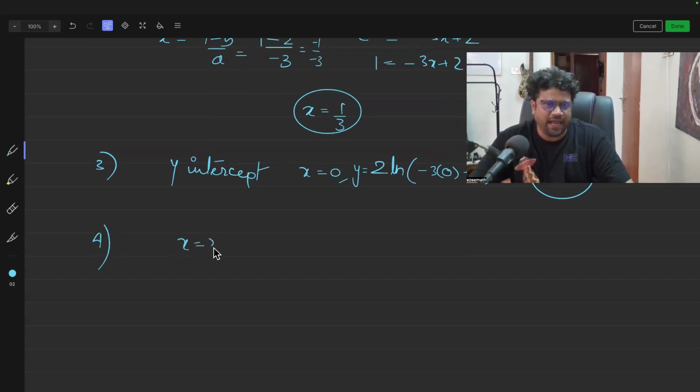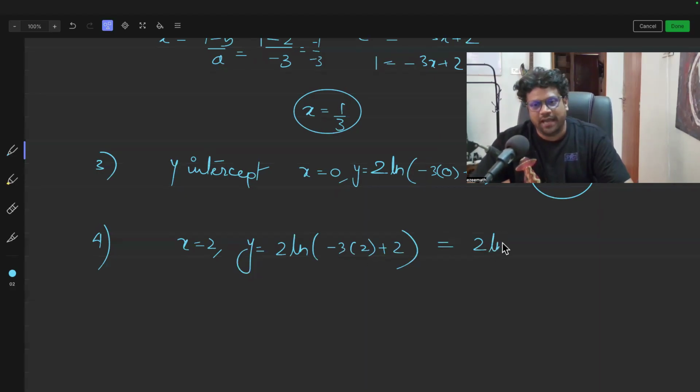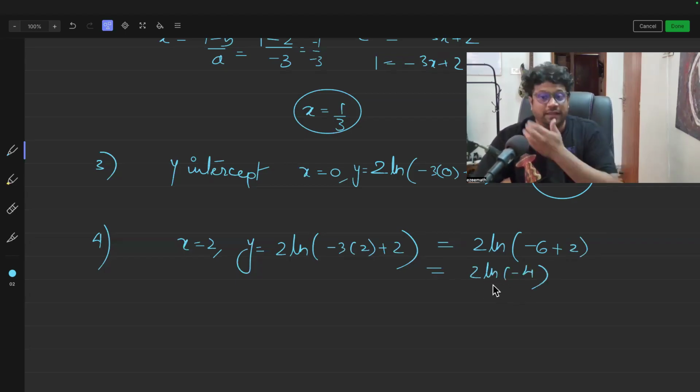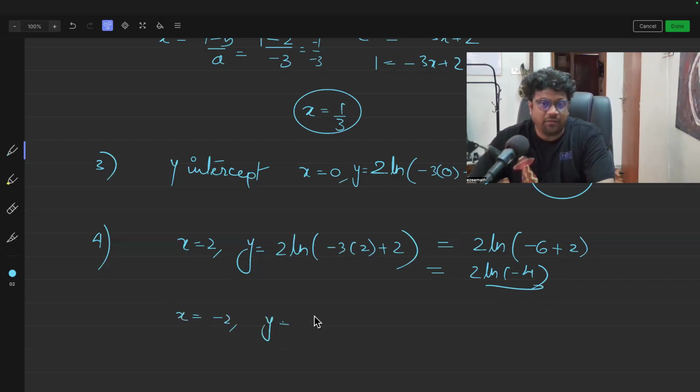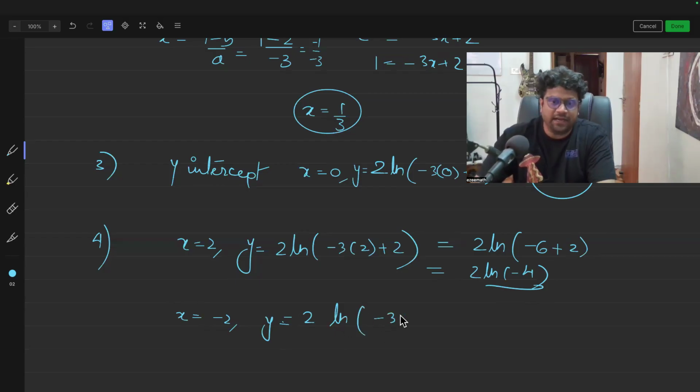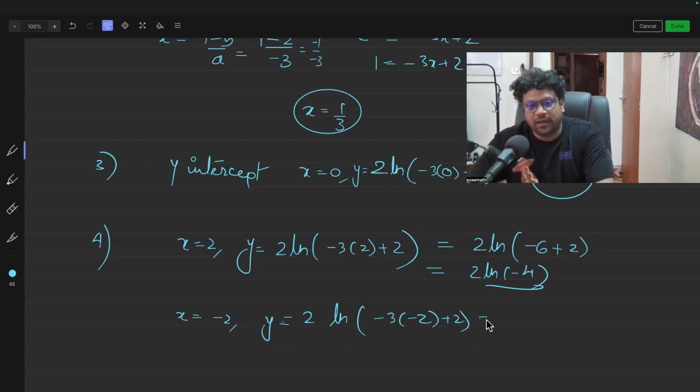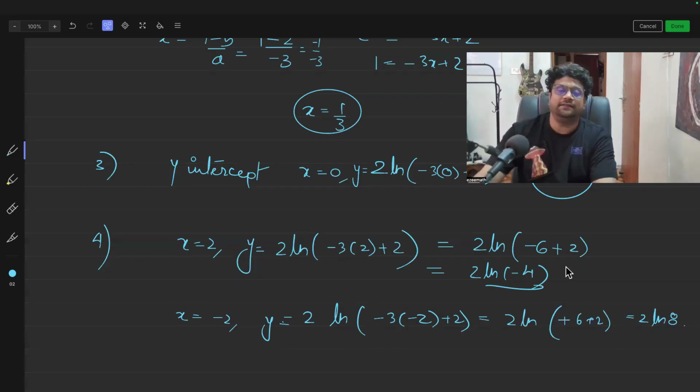For the shape, I'm going to take x equal to 2, and y in that case comes out to be 2 ln of negative 3 into 2 plus 2, which is 2 ln of negative 6 plus 2. That's 2 ln negative 4. Well, that's not defined. Let's look at x equal to minus 2 maybe. Y equals 2 ln of negative 3 into negative 2 plus 2, that's plus 6 plus 2. There it is, 2 ln 8. It's a positive number.